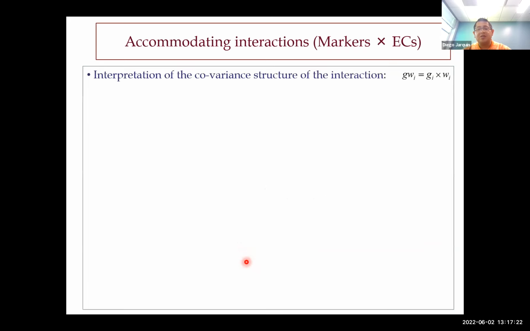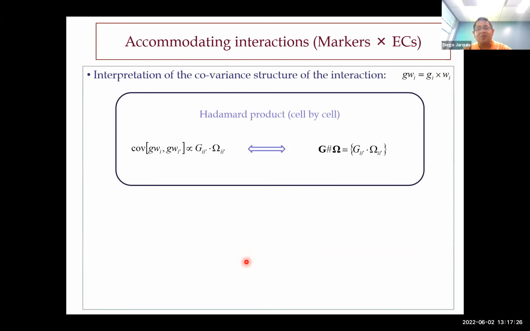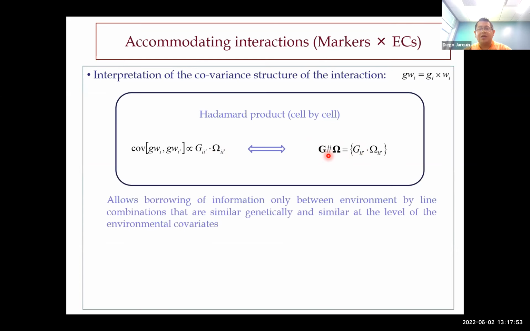This saves us a lot of complication, because the covariance of this model term is proportional to the product between the i, i prime entry in one matrix times the i, i prime entry in the other matrix. So this is the product cell by cell, considering two different covariance structures. It is also known as the Hadamard product. This new model term allows borrowing of information only between environment by line combinations that are similar genetically and similar at the level of the environmental covariance.